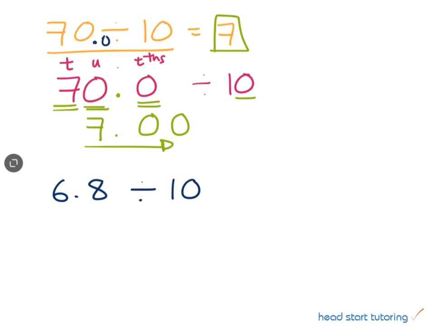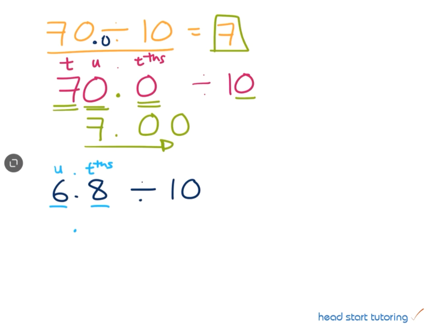But with 6.8, we know where the decimal point is, so we know that the 6 is our units, and then we've got our decimal point, and our 8 is our tenths. Right, so we're wanting to divide 6.8 by 10, so we know that our decimal point will always stay in the same position, and it's our actual digits that become however many place values smaller.